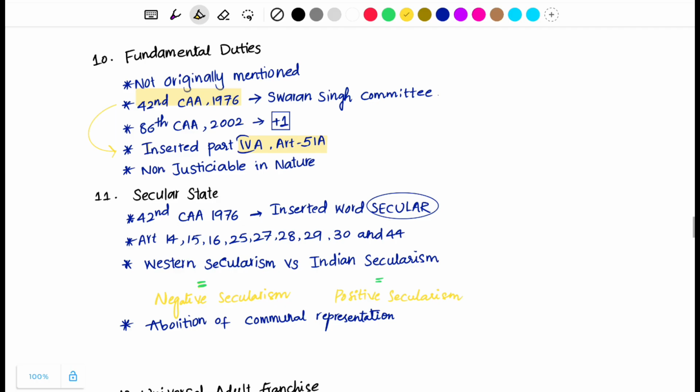These fundamental duties serve as a reminder to all the citizens in the country, while enjoying the fundamental rights guaranteed by the Constitution of India. It is the moral duty of the citizen to also look into the fundamental duties to promote the spirit of common brotherhood.